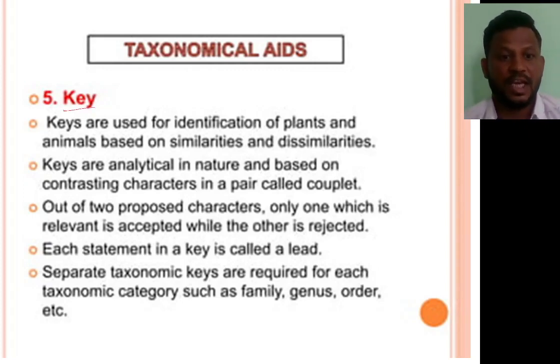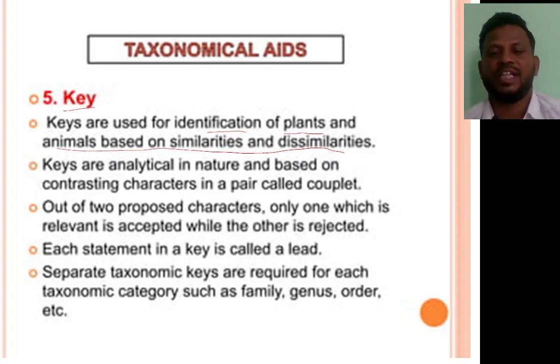What is the key? Keys are used for identification of plants and animals based on similarity and dissimilarity. These keys are used to identify animals and plants, to categorize them by their similarities and dissimilarities. You know that similarity means having common features, and dissimilarity means not having similar features.